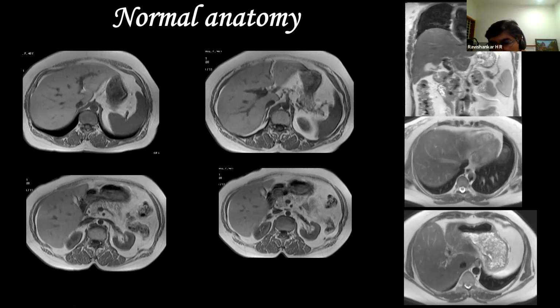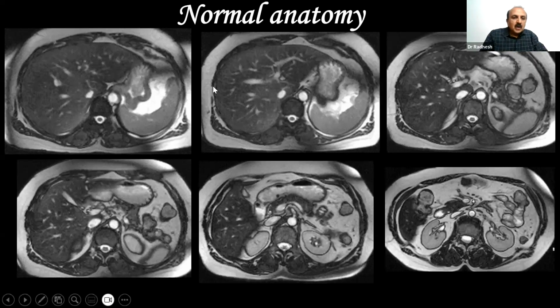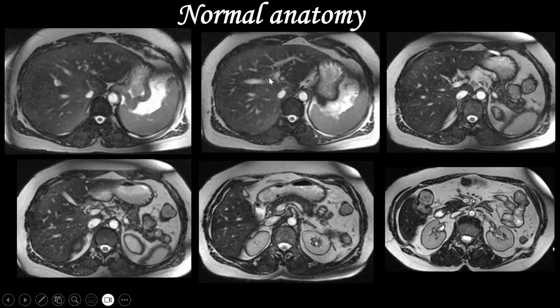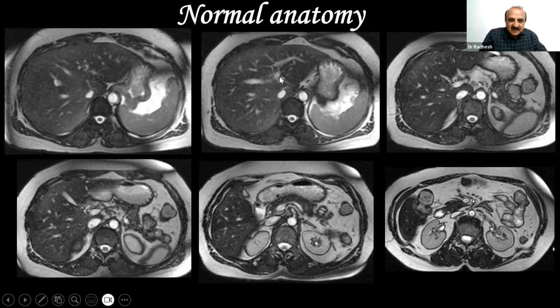Now, what sequence is this? T2. No, blood is bright. T2, you're correct, but gradient, because the blood is white: aorta is white, IVC is white, hepatic veins are white, portal is white, everything is white. So this is a gradient echo sequence.